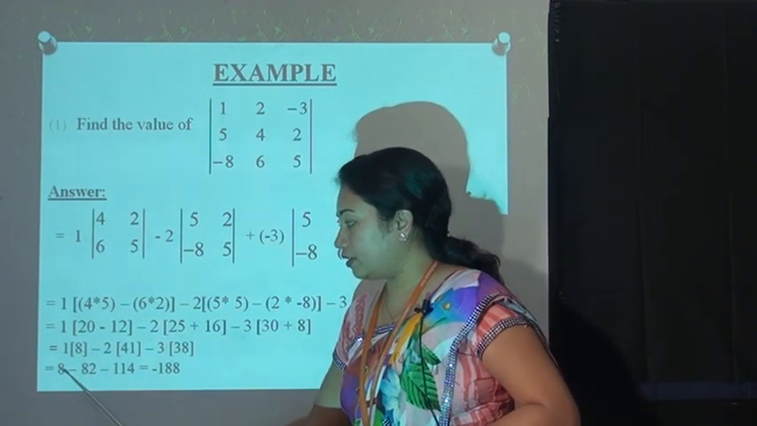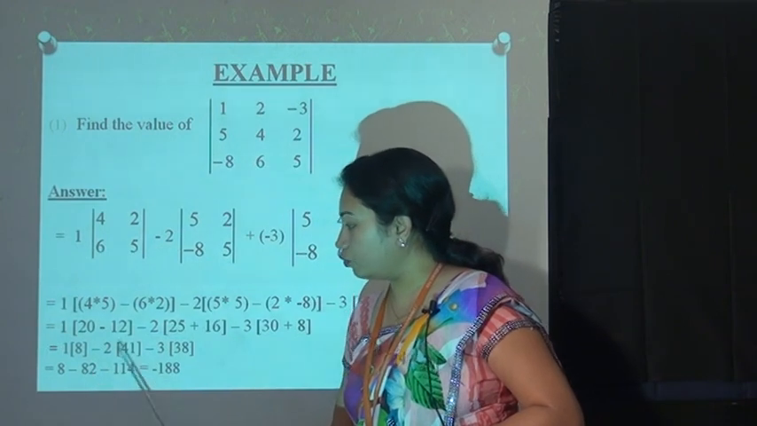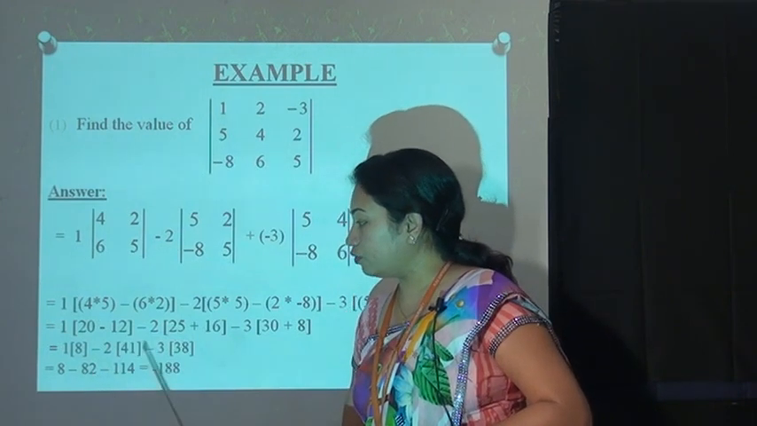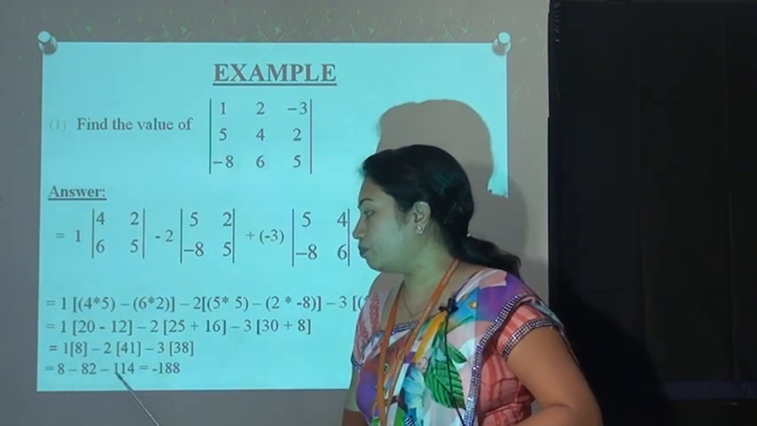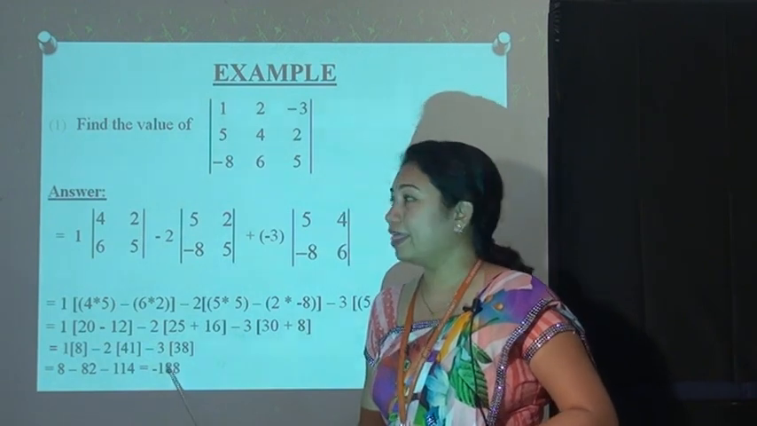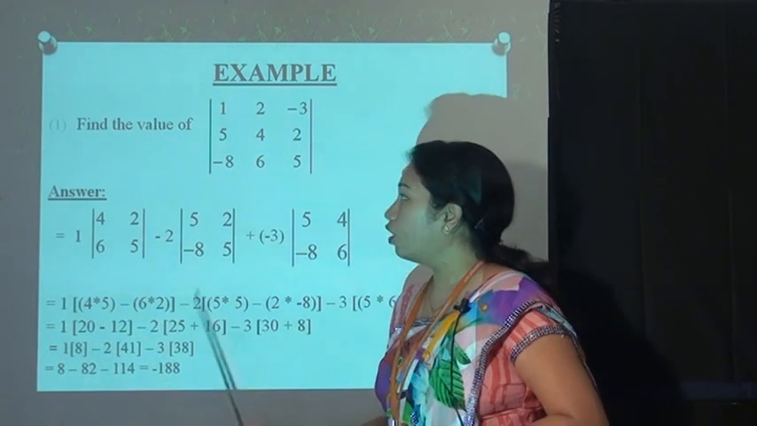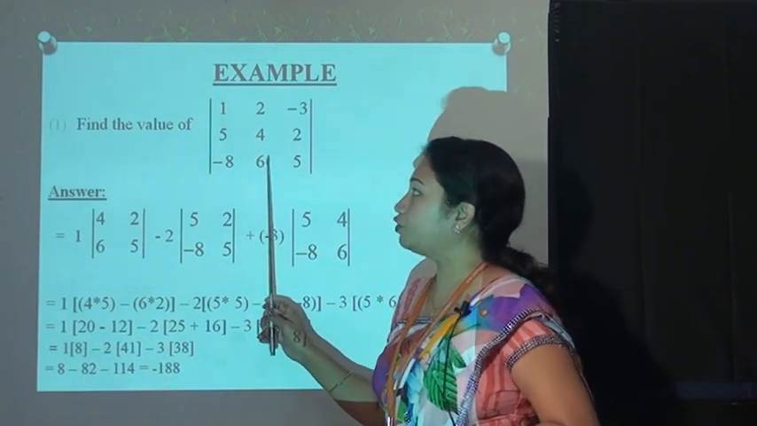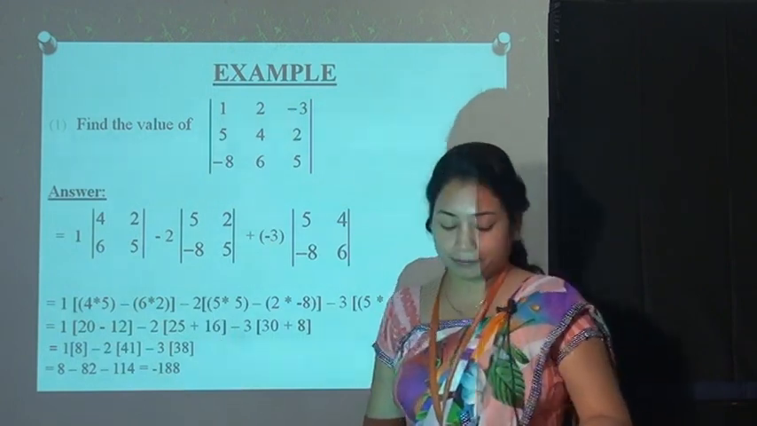So 1 into 8 is 8. 41 into 2 is minus 82, minus 38 into 3 is 114. So 8 minus 82 plus 114, the answer is minus 118. That means the value of this 3 by 3 determinant, or you can say the expansion of this 3 by 3 determinant, is minus 188. Thank you.